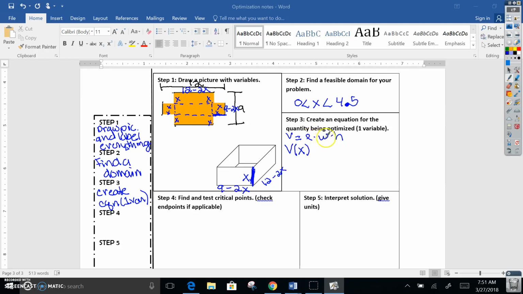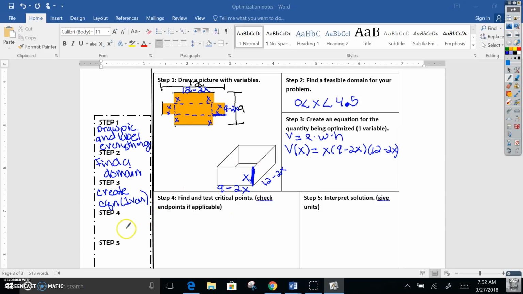So instead of using L times W times H, we're going to use these expressions that we've set up prior. The length times the width times the height. Again, the order doesn't matter because it's multiplication. So I'm going to take x and multiply it by 9 minus 2x. And I'm going to multiply that by 12 minus 2x, making sure I have parentheses in each of those. And this is my volume equation, okay? This is often one of the harder steps, but for this particular problem, we know it's volume. The hard part is that you really have to label everything correctly and understand what each piece is.